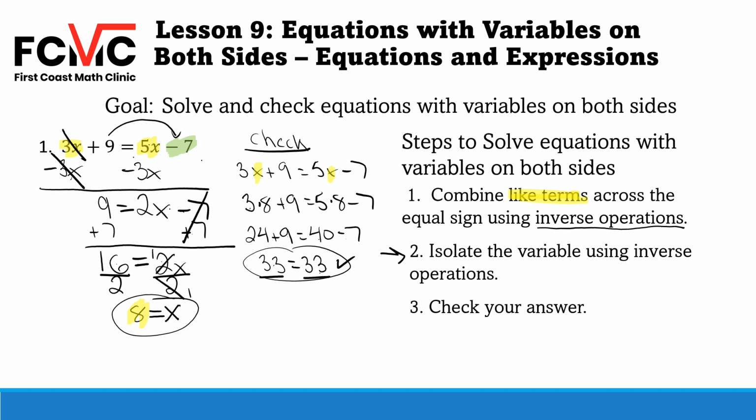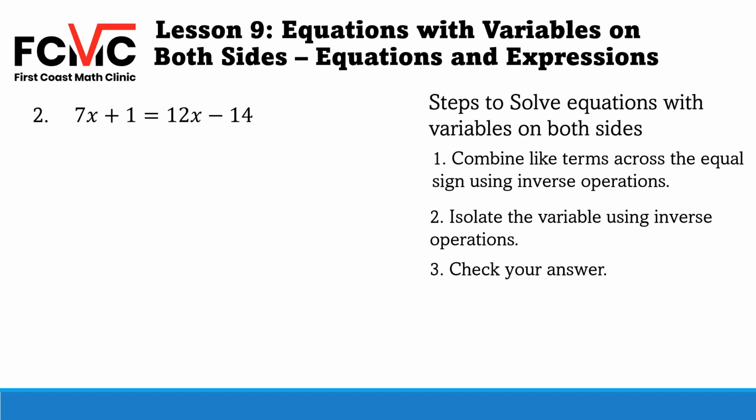All right, let's get into a couple more examples. We're going to go through 3 more examples in this video. All right, example 2, we've got 7x plus 1 equals 12x minus 14. So we want to combine our like terms across the equal sign. So let's start with the 7x and 12x. I'm going to move the 7x to the left. So 7x is positive. We read this from left to right. So I'm going to subtract 7x and subtract 7x from both sides. 7x cancels out. So we'll get 1 equals 5x minus 14.